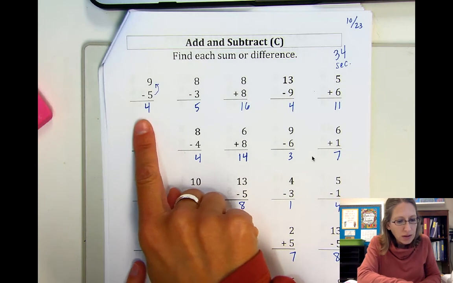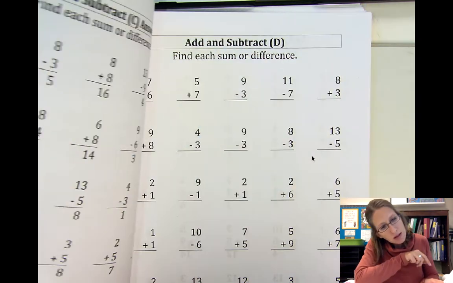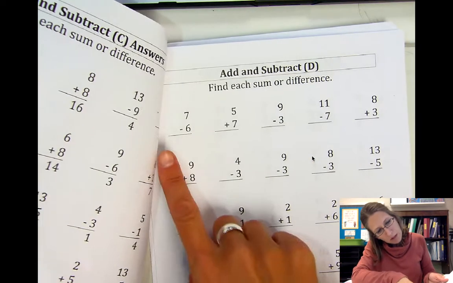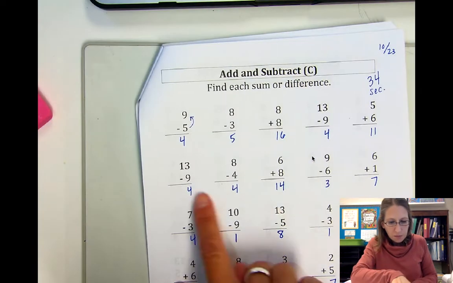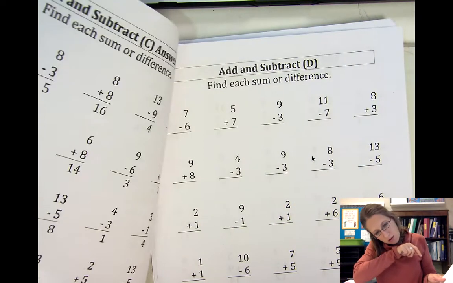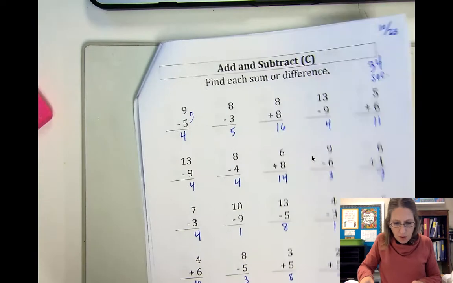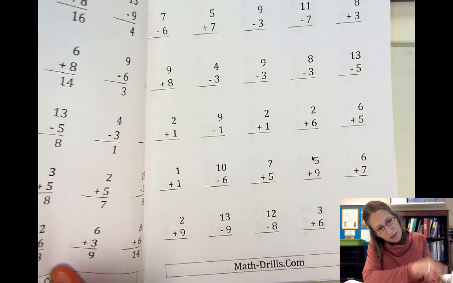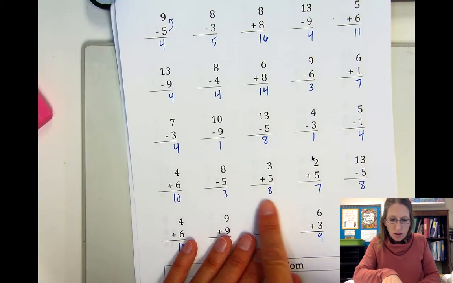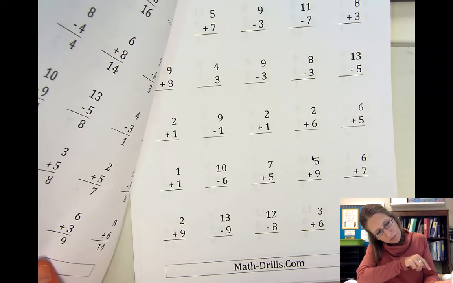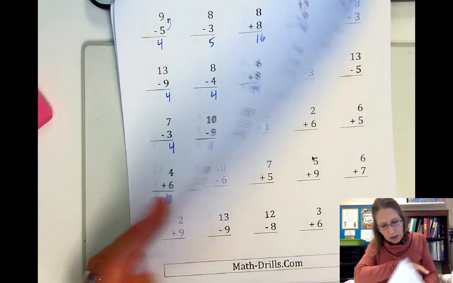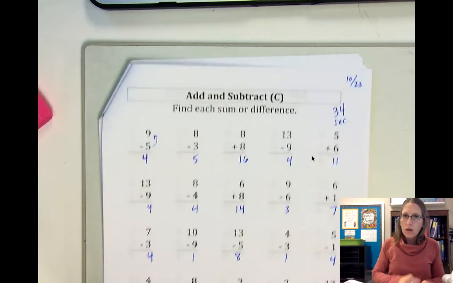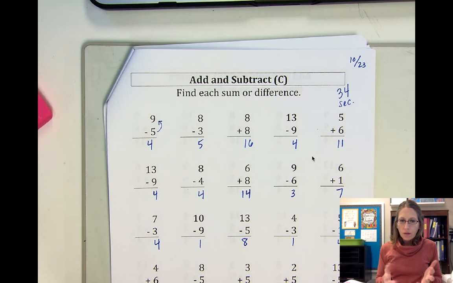So I'm going to quickly check. Let's see, 4, 5, 16. Yep. 4, 11. Yep. 4, 4, 14. Yep. 3, 7. Looks good. 4, 1, 8, 1, 4. Let me check the back. Got it. 10, 3, 8, 7, 8. Yep. And then 10, 18, 8, 9, 14. Yes. So I did better than yesterday, which often happens when we practice.